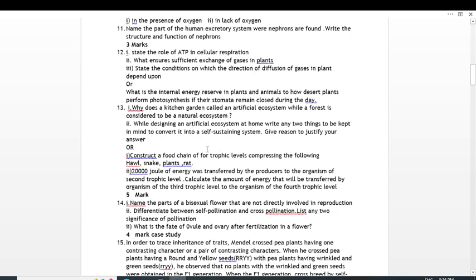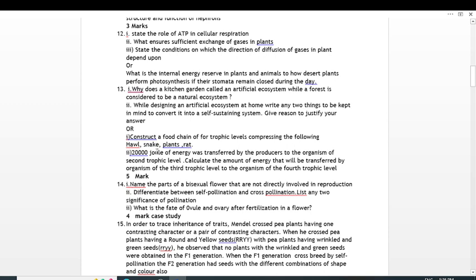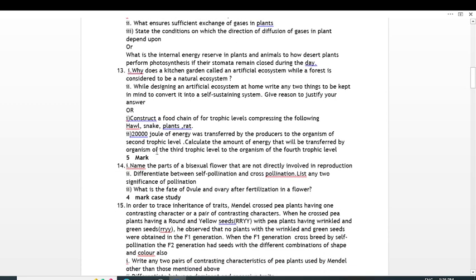Then only the nutrients will get recycled and utilized by the organisms in the food chain. And next one, construct a food chain of trophic level comprising the following: owl, snake, plants, rat. So in that food chain, who should come first? Yes, plants. The plants are eaten by rat, and rat is eaten by snake, and snake is eaten by owl.